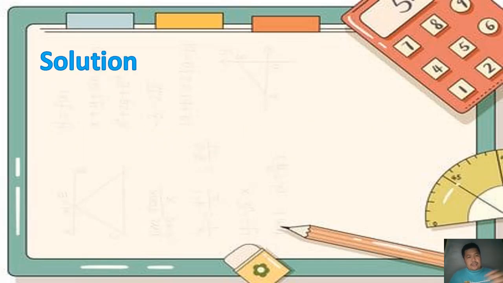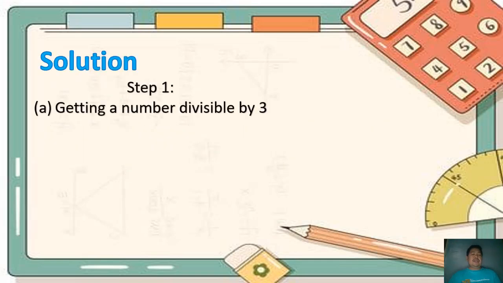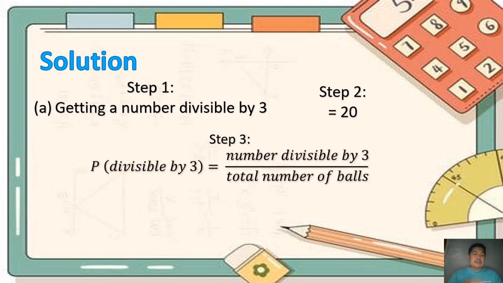So, first, step 1, let's find what is being asked: getting a number divisible by 3. What is step 2? Let's get the total of our sample space, or our denominator. Step 3, the probability of divisible by 3 is equal to the number divisible by 3. The one on top is what we will look for, over the total number of balls.